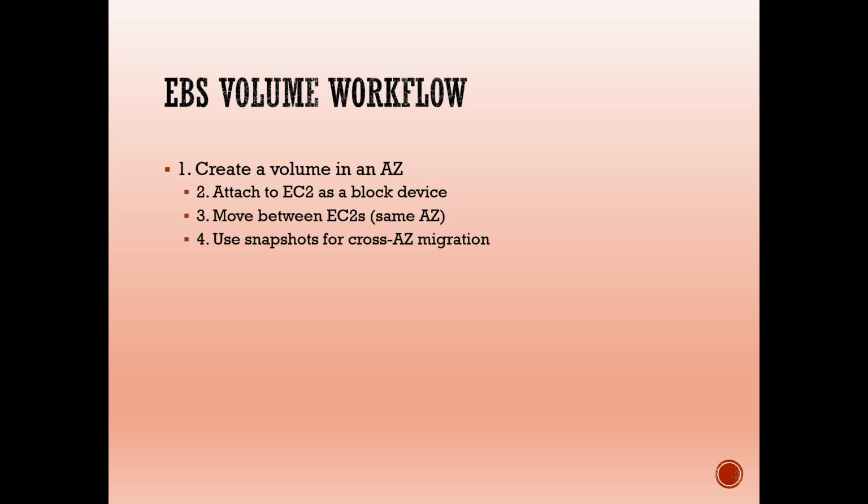The next step is to migrate within the same availability zone, where we detach the volume and attach it to another EC2 instance in the same availability zone. Fourth, migrate across availability zones using a snapshot. We take a snapshot and save it in S3, create a new volume from the snapshot in another availability zone, and then attach it to an EC2 instance in that AZ.